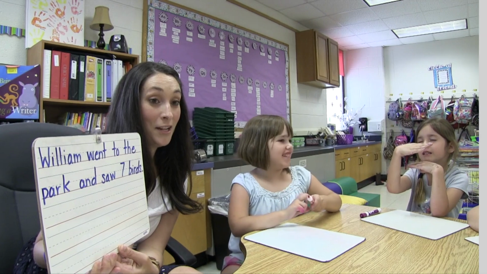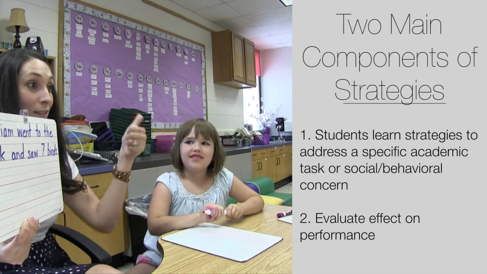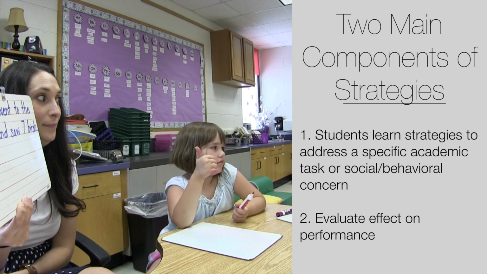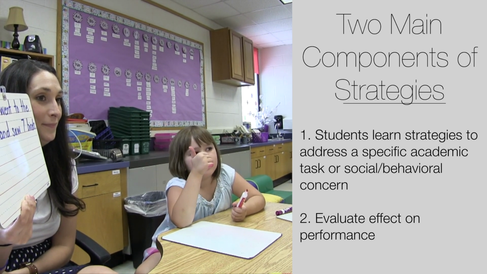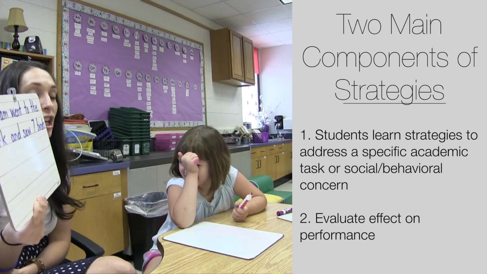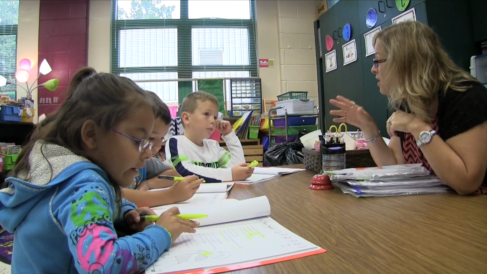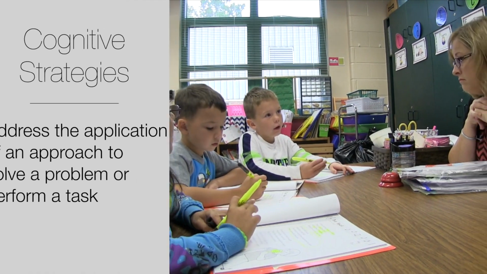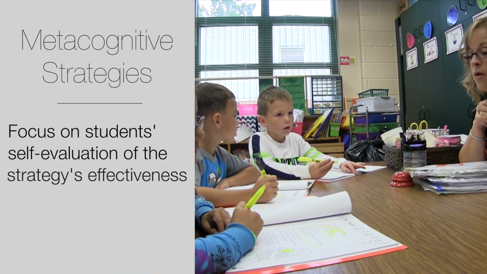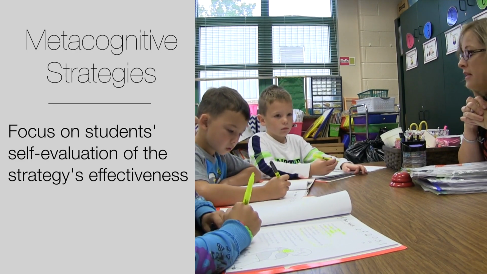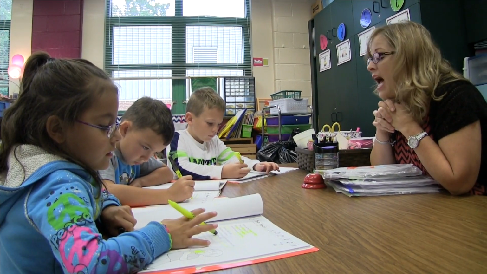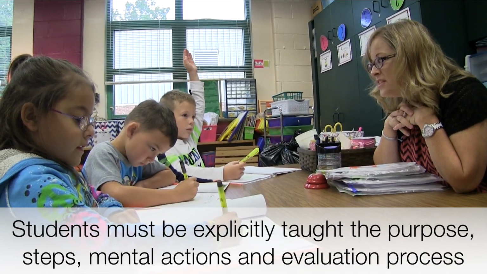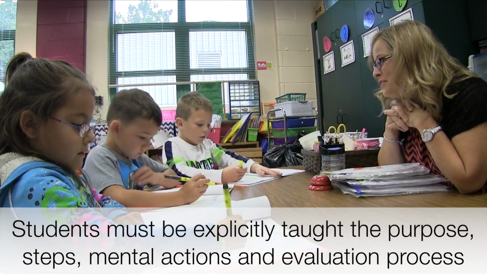Using cognitive or metacognitive strategies includes 2 main components. First, students learn strategies to address a specific academic task or social behavioral concern, and then they evaluate the effects of the strategy on their performance. Cognitive strategies address the application of an approach, whereas metacognitive strategies focus on students' self-evaluation and the effectiveness of the strategy. To use and evaluate a strategy, students must be explicitly taught the purpose, functional steps, mental actions, and evaluation process for the strategy.